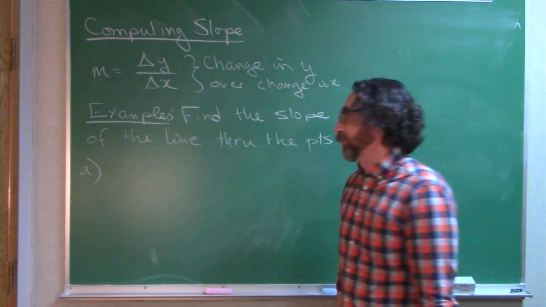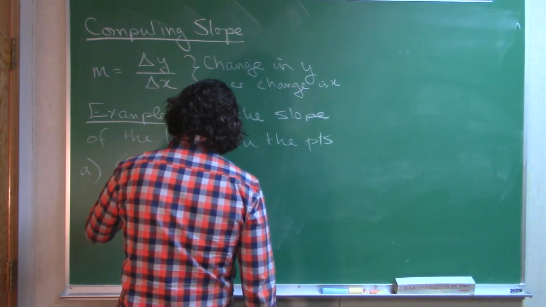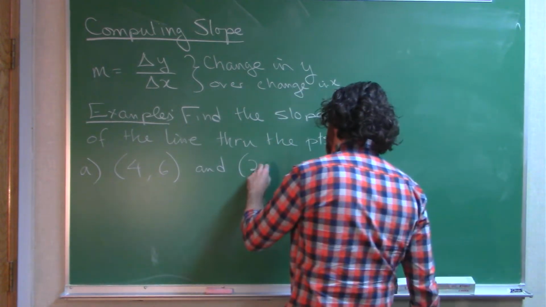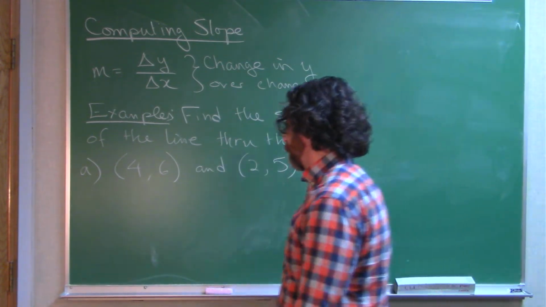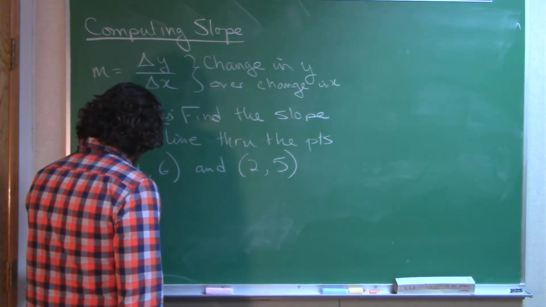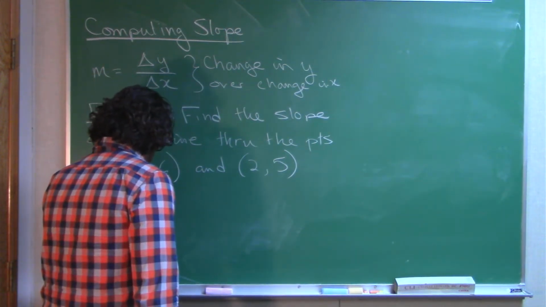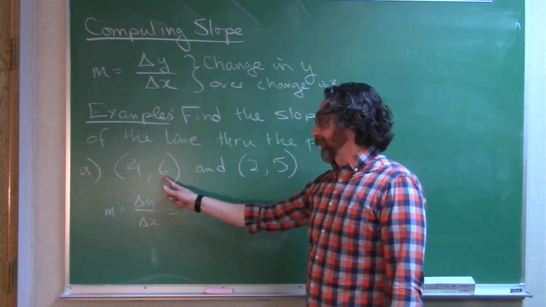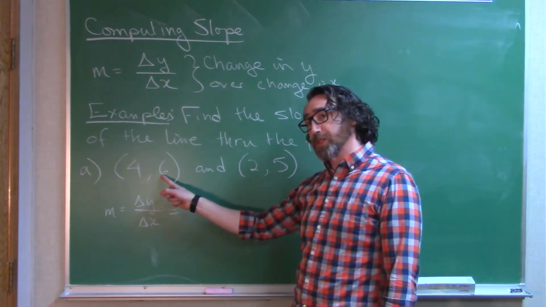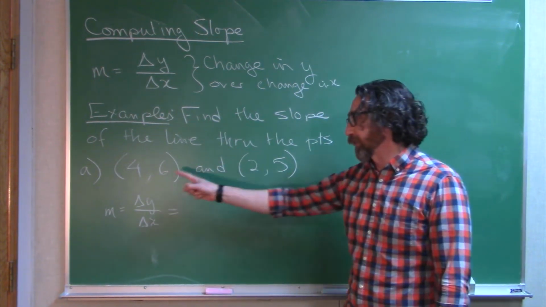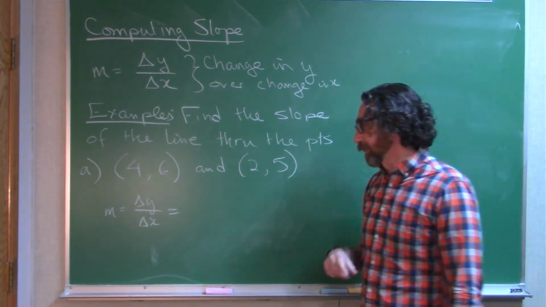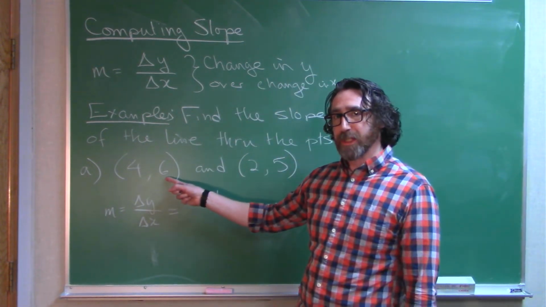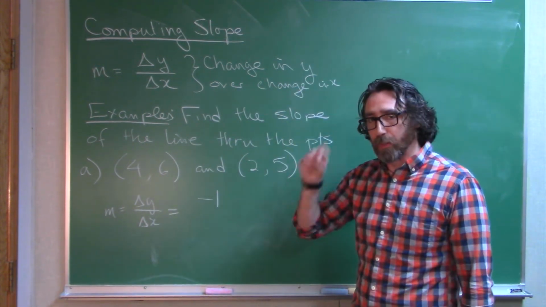Let's start out with 4, 6 and -2, 5. Okay, so as indicated above, we're going to do change in y over change in x. So let's look at what's happening to the y values. This point has a y value of 6, and it drops to 5. So 6 to 5. The change in y is -1. I started out at 6, I went down to 5, I dropped 1.